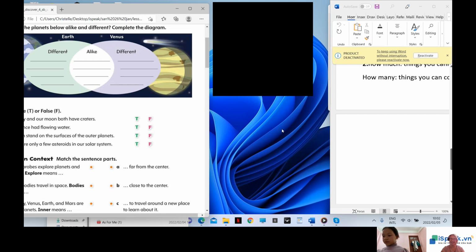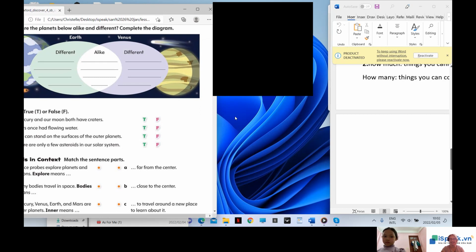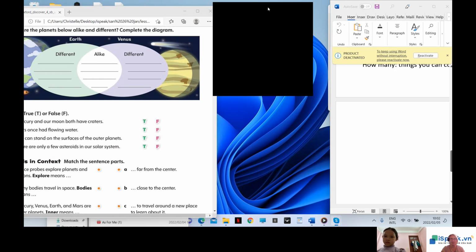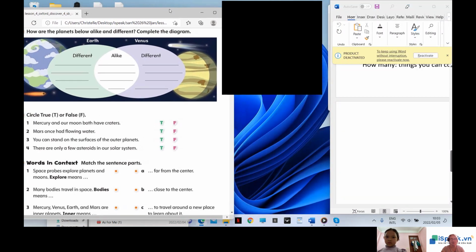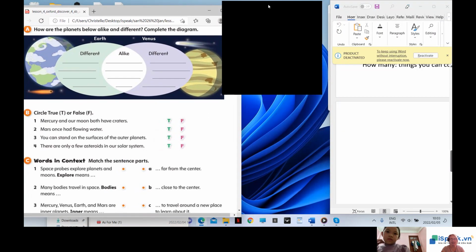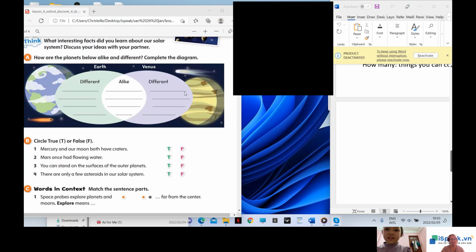You look lovely. So the lesson for the day is about Earth and Venus. The reason I don't show you the writing yet is because I want us to think. So I'm going to show you the question. Can you read me the first question? Question A. How are the planets below alike and different? Good. Complete the diagram. But before that, let's just think.